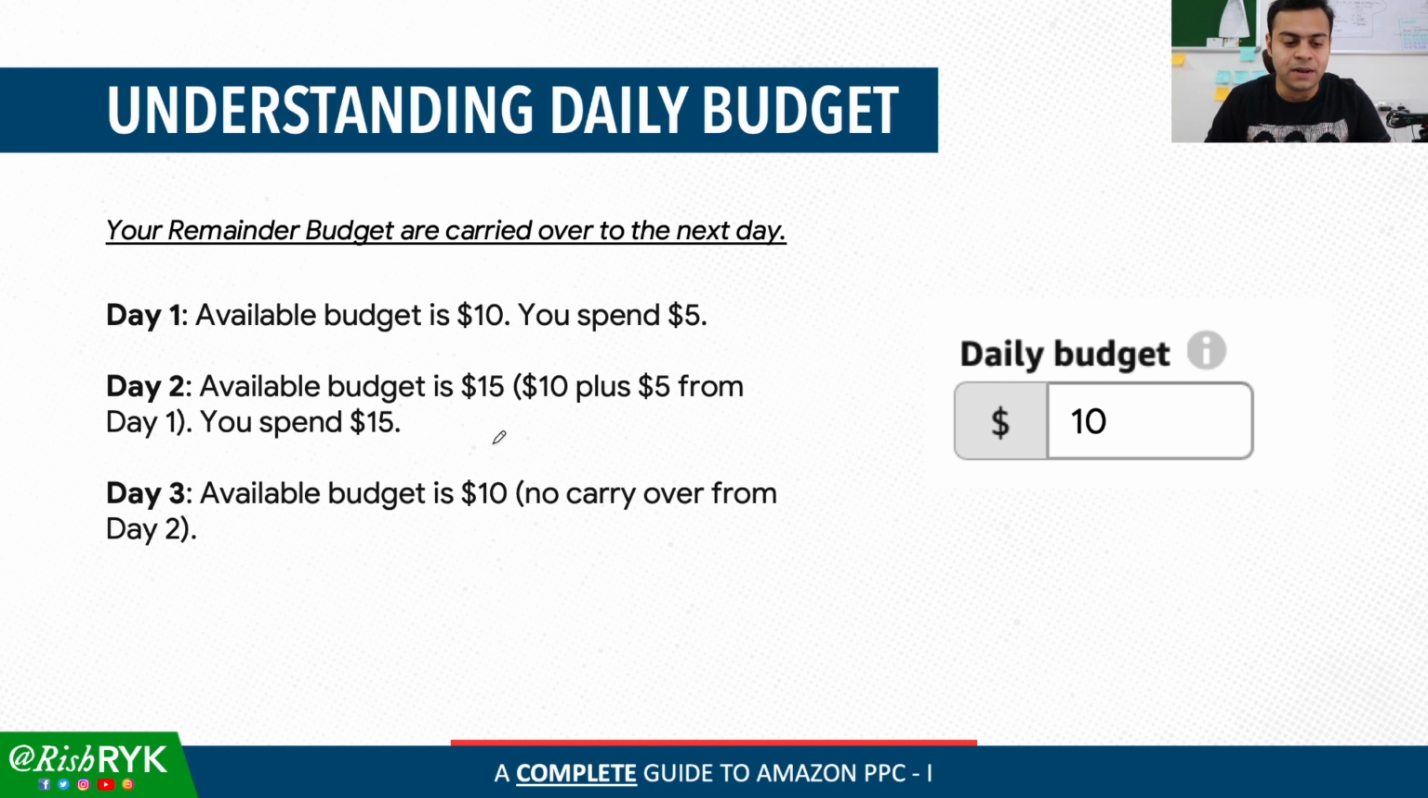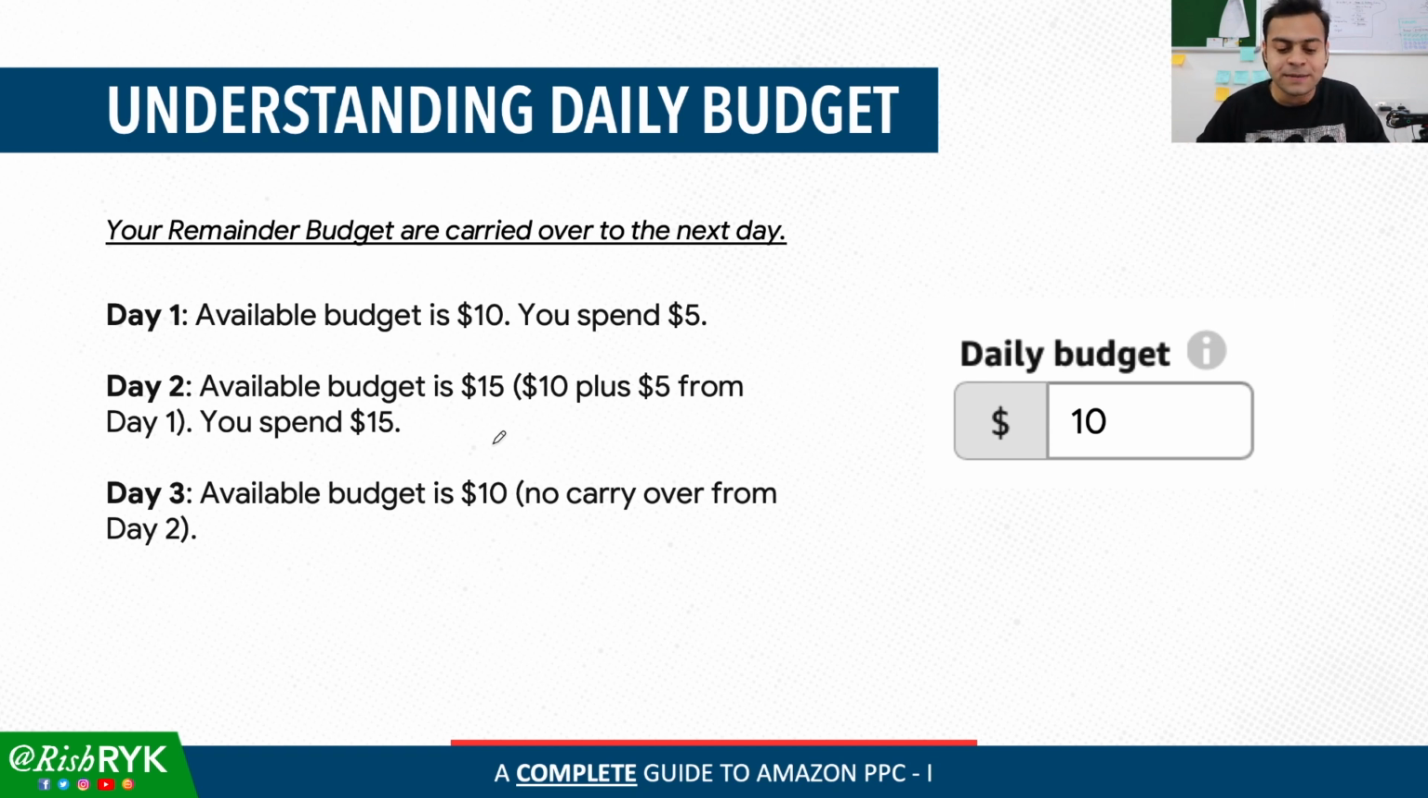Let's take this example. Let's say you set your budget to $10 a day, and on day 1, you only spend about $5. That means Amazon still has $5 in its pocket, which basically means on day 2, Amazon will set its budget dynamically to $15. So on day 2, your campaigns can spend up to $15. Again, for the sake of example, let's say that Amazon spends all of those $15. On day 3, your budget would come back to $10, because that is what you have set as your daily budget.